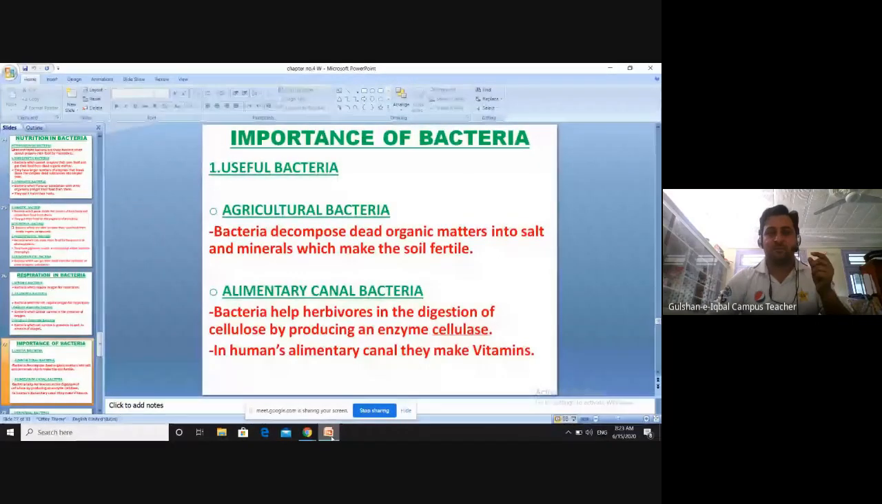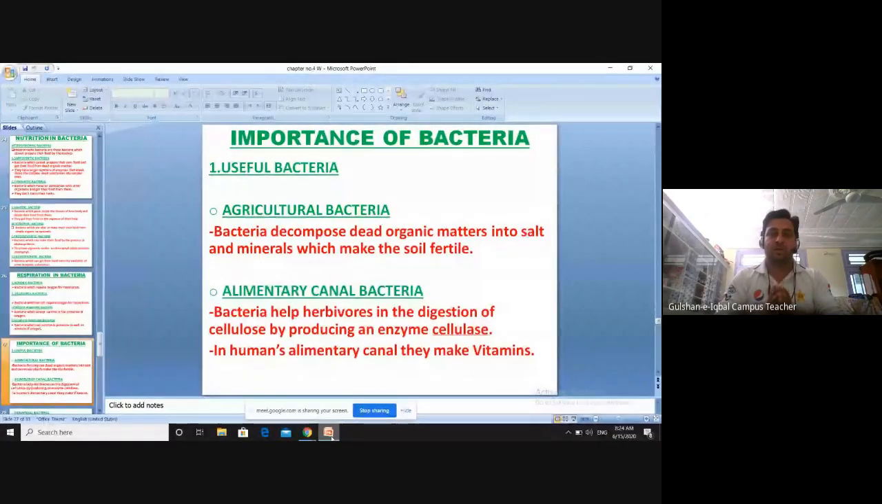It produces an enzyme known as cellulase enzyme, and that cellulase enzyme digests cellulose. The fibers present in the plants, the cell wall present in the plants, are digested by the cellulase that is secreted by the bacteria. Especially in our body, they are present to form vitamin K and vitamin B of different kinds, which are very important for us. So alimentary canal bacteria is very important.